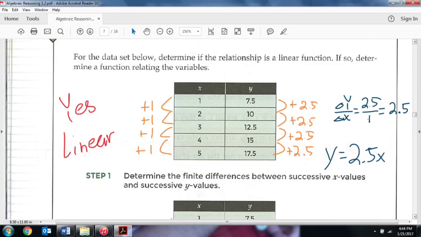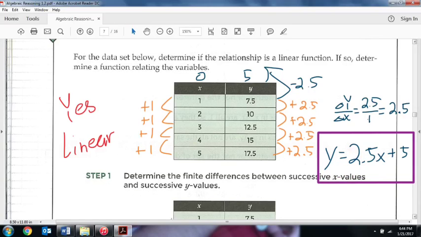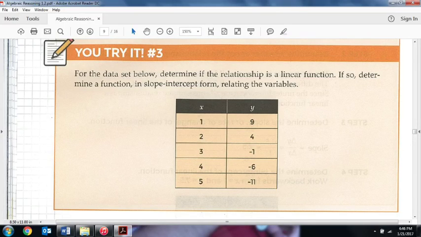Now we need our starting point. Does it give us our starting point? No, it doesn't. It gives us 1. So we need to back up one step. So instead of adding 2.5, we need to subtract 2.5. And we get 5. So we're plus 5. That is your equation for this linear function. Okay? Go ahead and try number 3. Go ahead and pause and give it a shot.